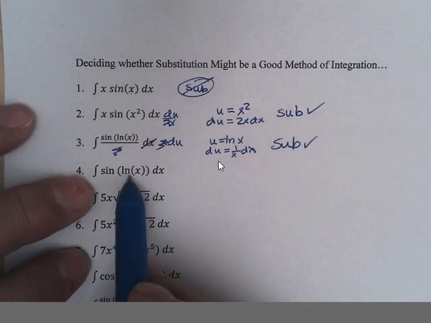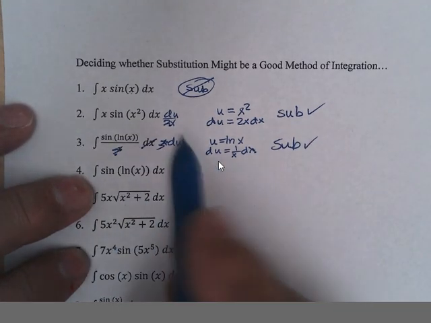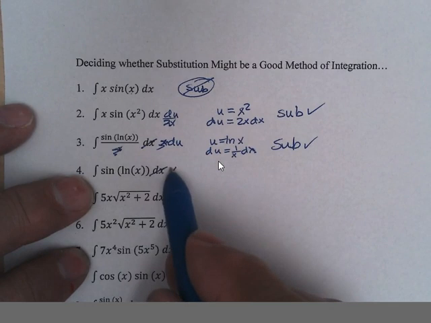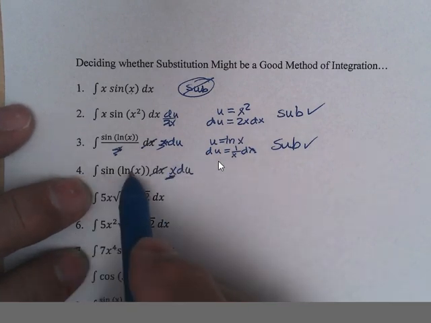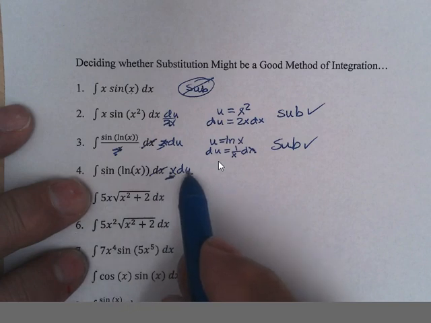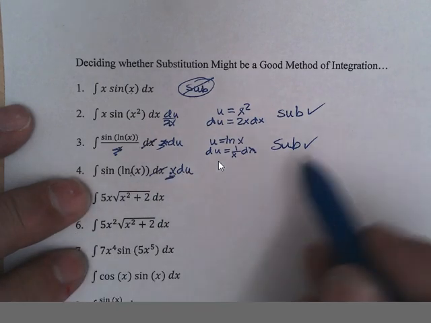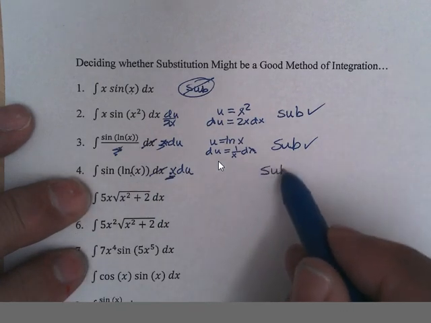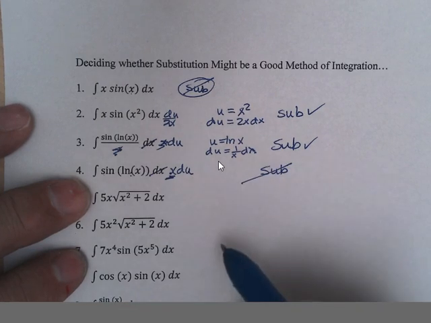Now this one, if you let u be that, you get dx would become x du, and you would have this x hanging around. You'd have sine of u, but with an x du, the variables wouldn't match, and so this one is not a good choice for substitution.